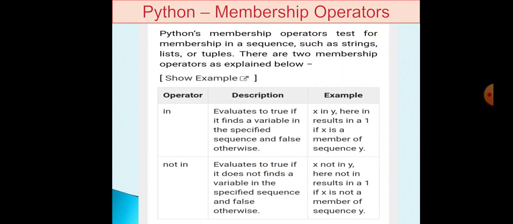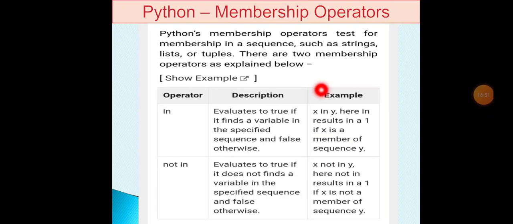It will evaluate to true if it finds a variable in the specified sequence. So if your variable is in the given specified sequence, then it evaluates to true, otherwise it gives the result in the form of false. So x in y. Here in results in 1 if x is a member of sequence y.